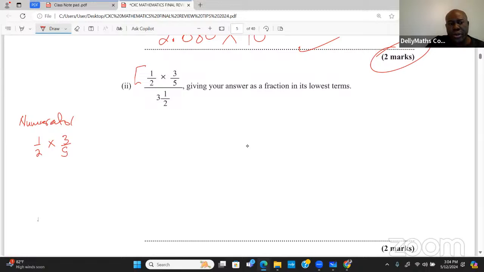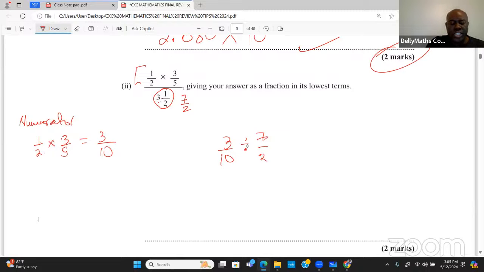Let's work that out. Remember that when you multiply fractions, it is very simple. The top by the top and the bottom by the bottom, if there's nothing to be canceled. So 1 times 3 gives us 3. 2 times 5 gives us 10. So that is the part for the numerator. Now, for the denominator, this can be rewritten as 3 times 2 is 6, plus 1. This is 7 over 2. So basically, what we really have to work out finally is 3/10, and you're dividing this by 7 over 2.